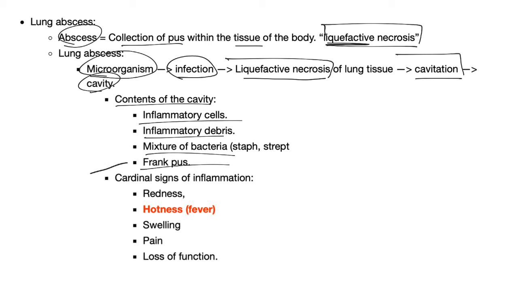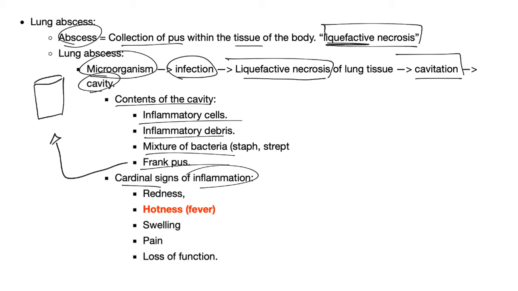That's why an exam question will describe the typical patient as, let's say, a 47-year-old male, smoker, bad oral hygiene, bad dentition, his mouth odor is so bad. Then he complains of cough. Is it dry or productive? It's productive. What kind of sputum? It's frank pus. Tons of it, like cupfuls of it. Not teaspoons, but cupfuls. This is a classic description of lung abscess.